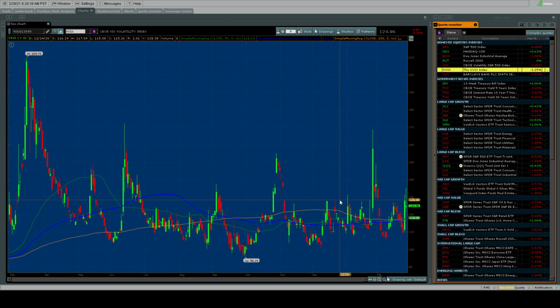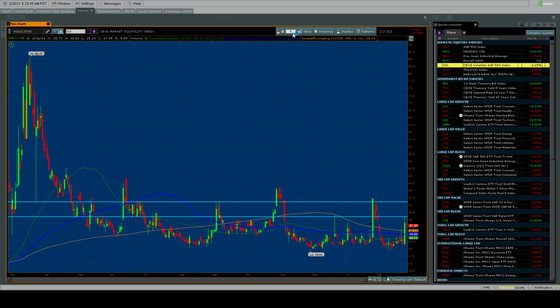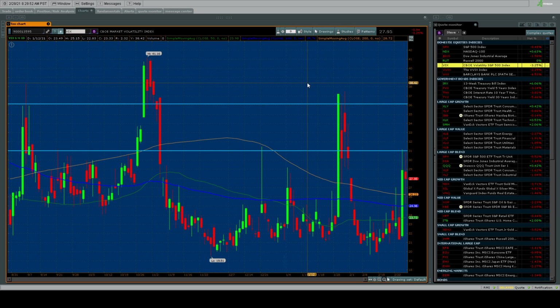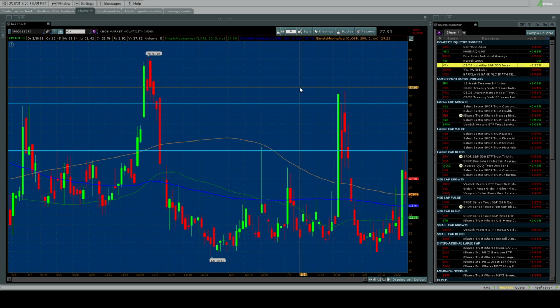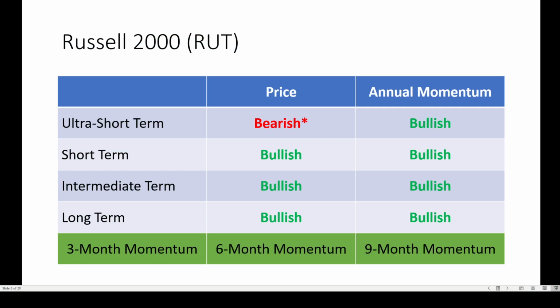And even vol of vol, or VVIX, is suggesting that yes, it is knocking on that door, and it potentially may actually breach into that sell zone on the VIX until the sell zone becomes a buy zone. It's game on for equities, but the moment that becomes a buy zone for volatility, watch out below.